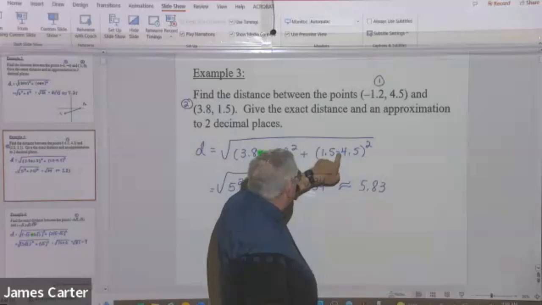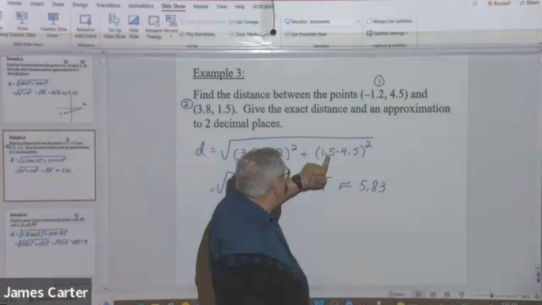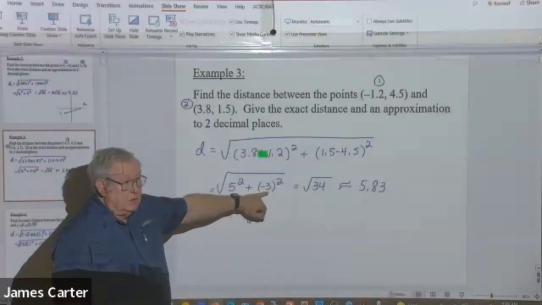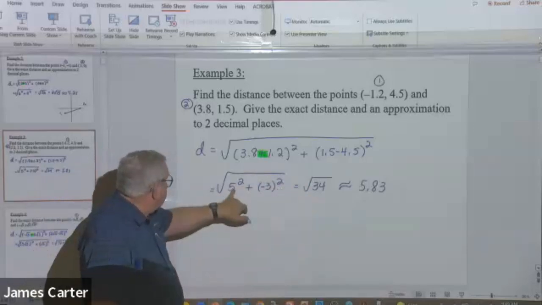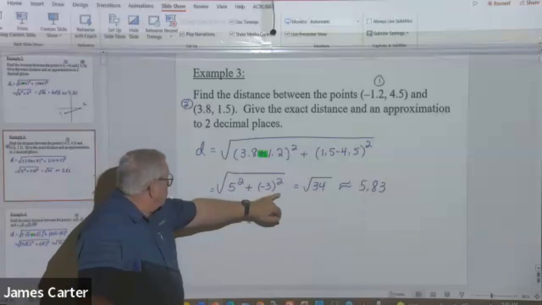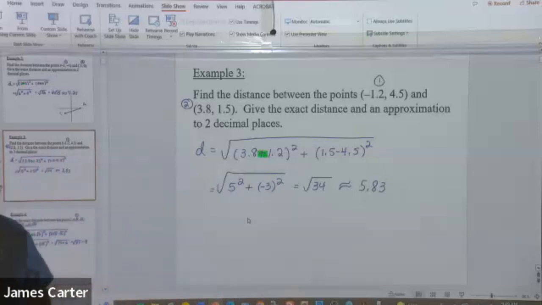Because that's a negative there, and 4.5 is bigger than 1.5. Gotcha. So it comes out negative 3.0. Okay. But squared, it doesn't matter. This becomes 25, that becomes 9. 9 plus 25 is 34. Okay.